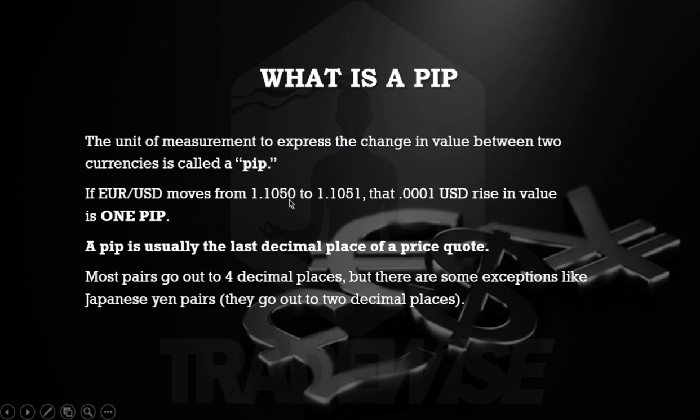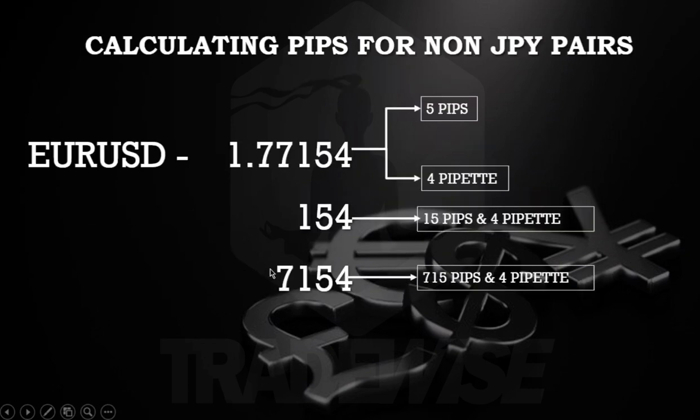When we're dealing with non-JPY pairs, sorry. If it is a JPY pair, it's usually the 3rd one. The pip or the point is the 3rd one after the decimal, and your pip here is the 2nd one after the decimal. Your pipette is the 3rd one. So in here, we're dealing with non-JPY for the meantime. Most pairs go out to 4 decimal places, but there are some exceptions like the Japanese yen. And then moving on, we have calculating pips on non-JPY pairs.